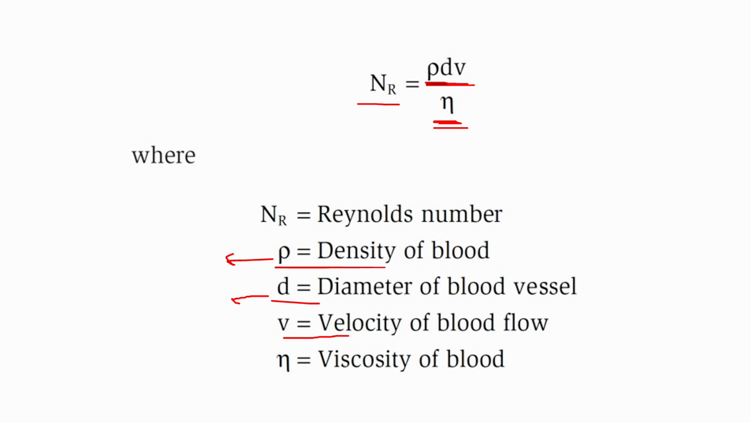Velocity of blood flow. The higher the velocity, the more the turbulence of blood flow, whereas the viscosity of blood, which represents the frictional forces between the cells within the blood, the more viscous the blood is, the lower the Reynolds number, so the less the turbulent tendency of the flow.